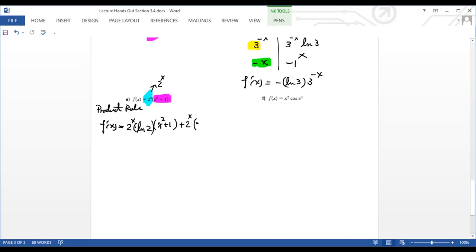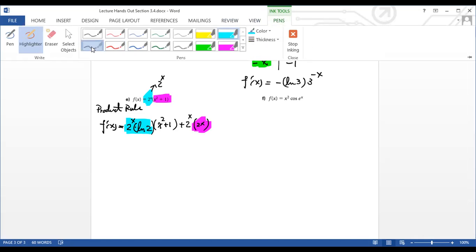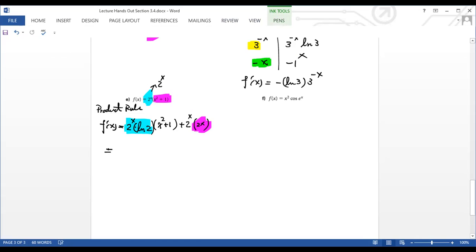So x squared plus 1 is what? It's 2x here. So if you want to color code that, this will correspond to the derivative of the purple, and this thing here corresponds to the derivative of the blue. Okay, so if you want to, you can combine a little bit. Let's see anything we can combine. Yeah, you can take the 2x out, right? And then here, this is natural log 2, then the x squared plus 1 plus 2x, right?